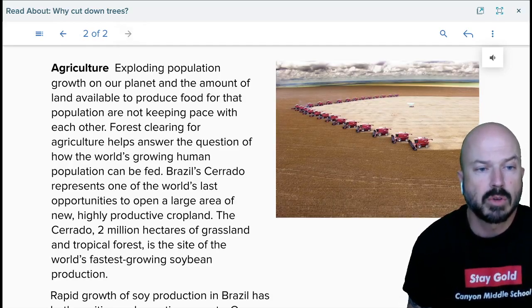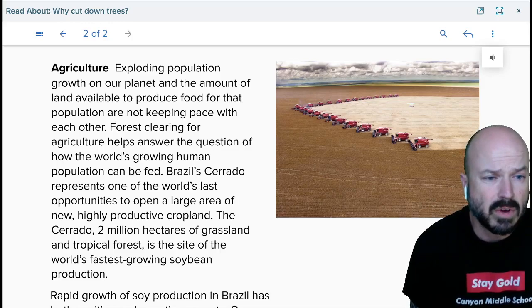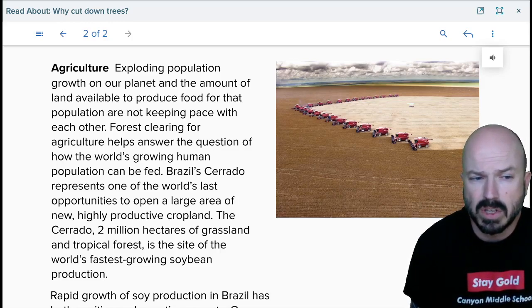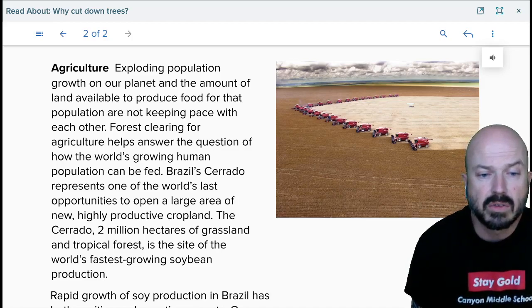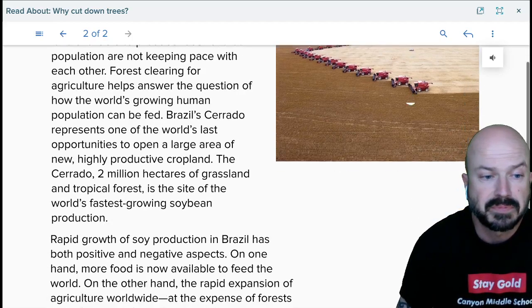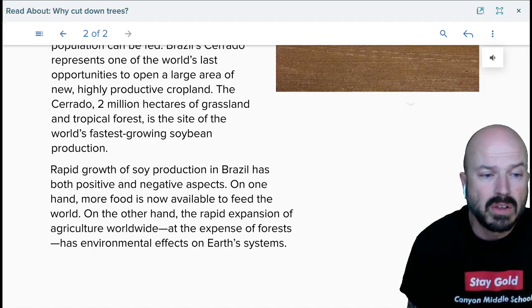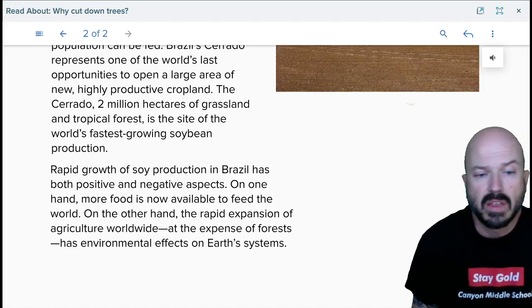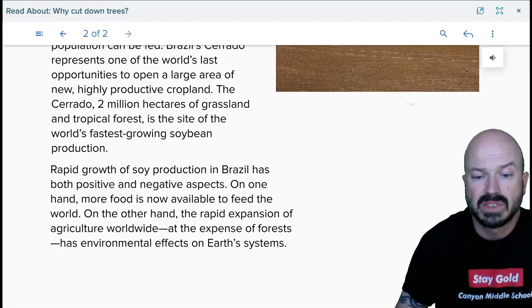Agriculture. Our exploding population growth on the planet and the amount of land available for producing food for that population are not keeping pace with each other. Forest clearing for agriculture helps answer the question of how the world's growing human population can be fed. Brazil's Cerrado represents one of the world's last opportunities to open a large area of new, highly productive cropland. The Cerrado, 2 million hectares of grassland and tropical forest, is the site of the world's fastest growing soybean production. Rapid growth of soy production in Brazil has both positive and negative side effects. On one hand, more food is now available to feed the world. On the other hand, the rapid expansion of agriculture worldwide at the expense of forests has environmental effects on Earth systems.